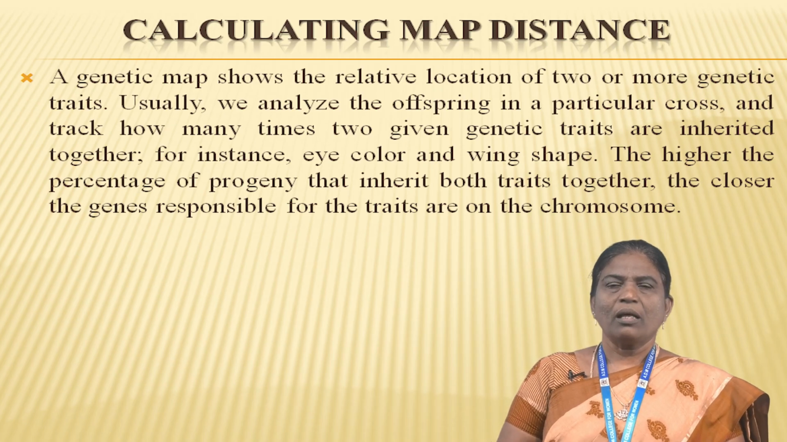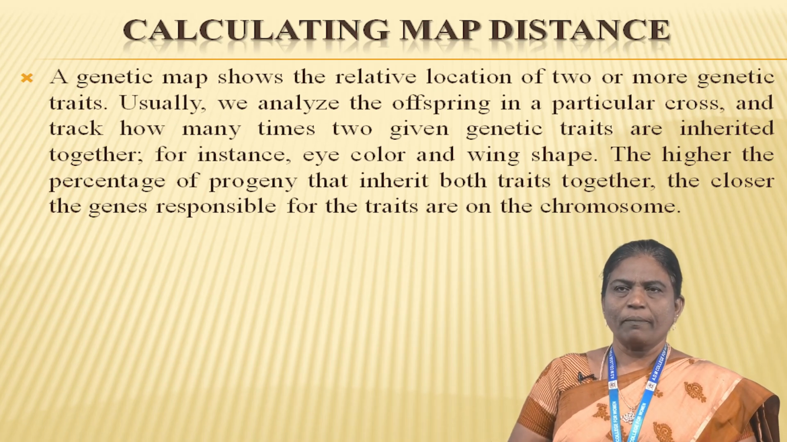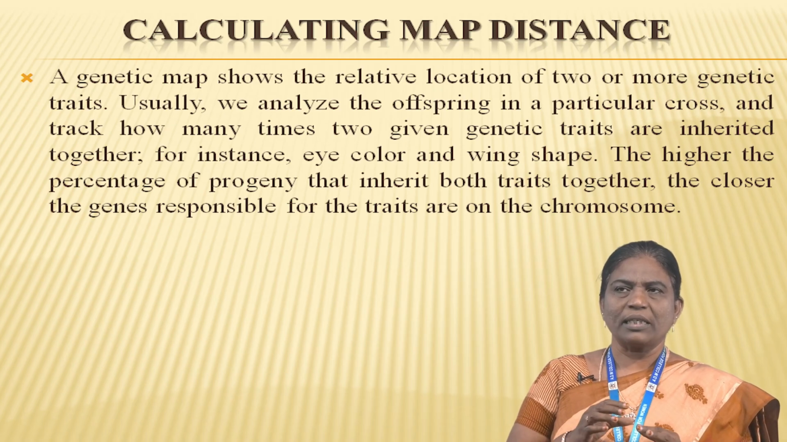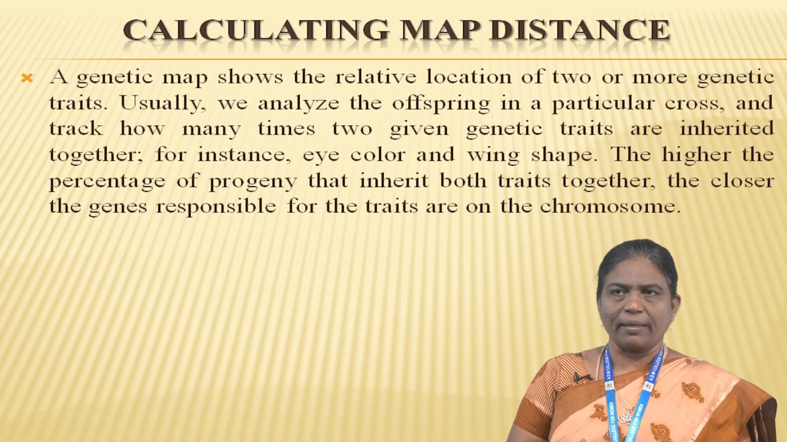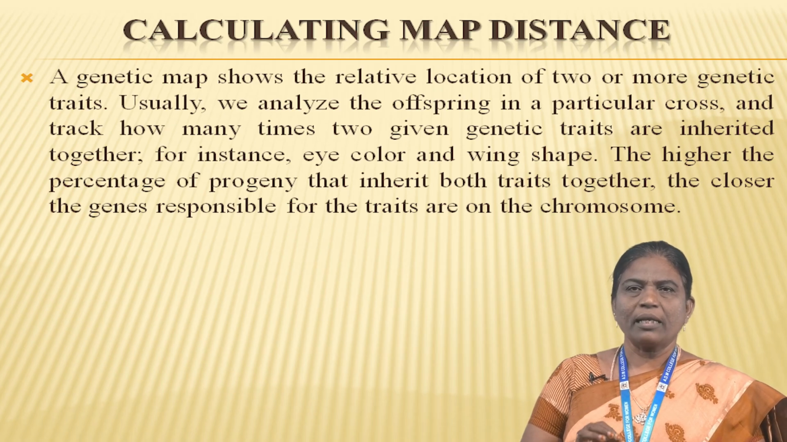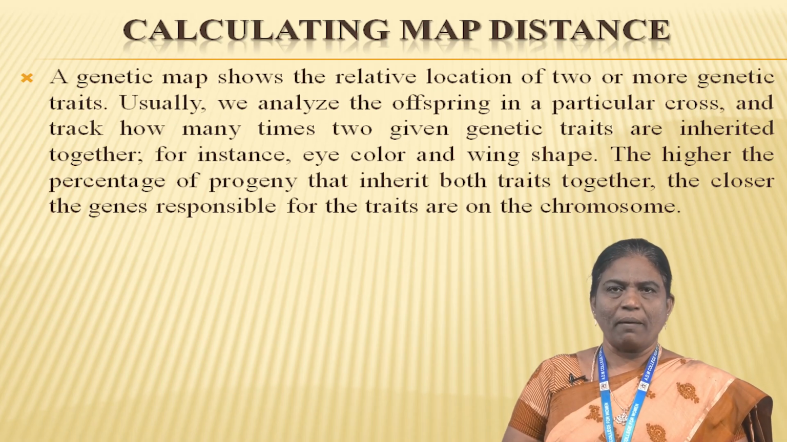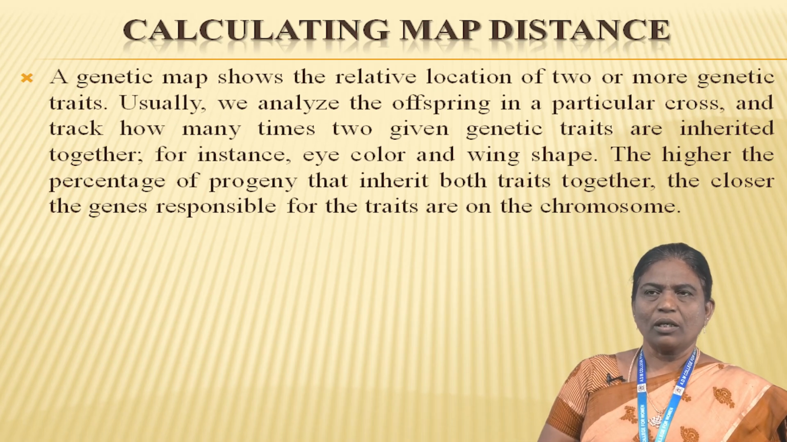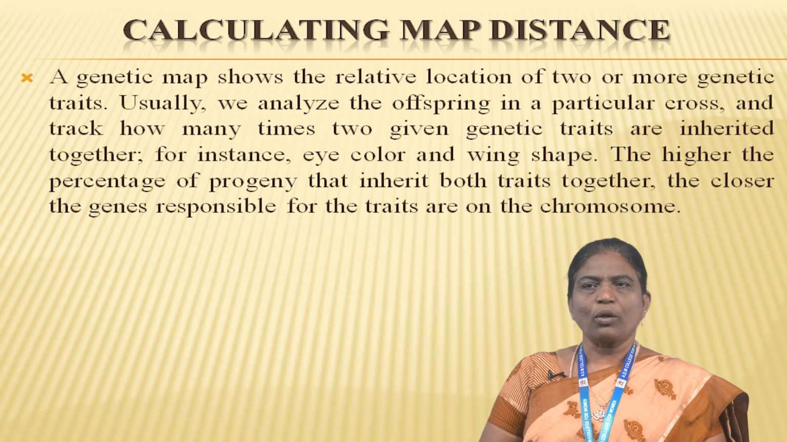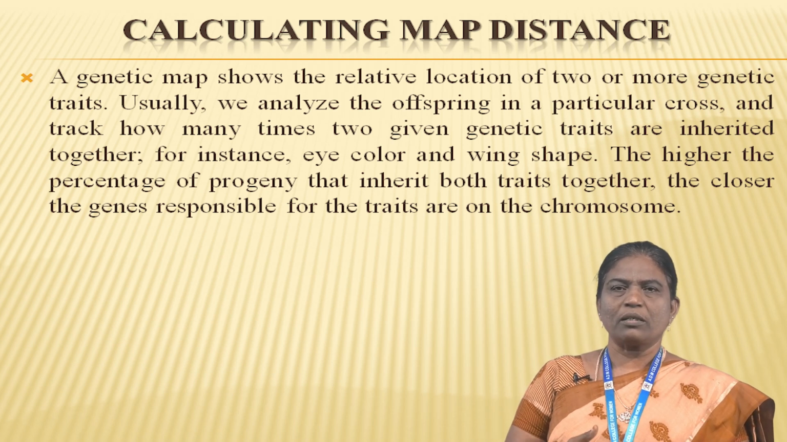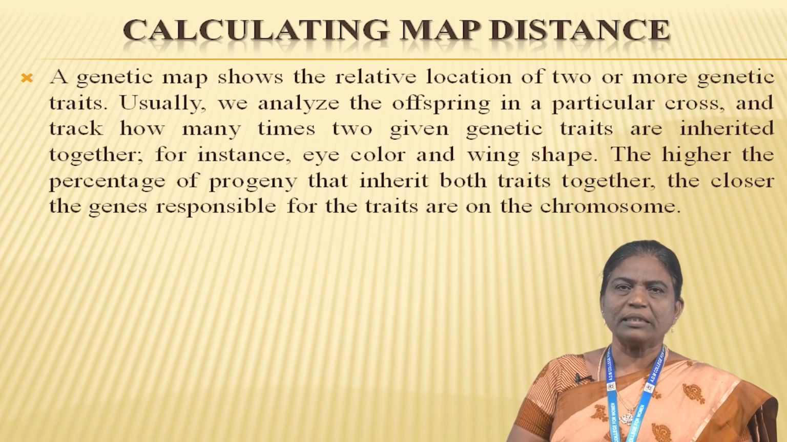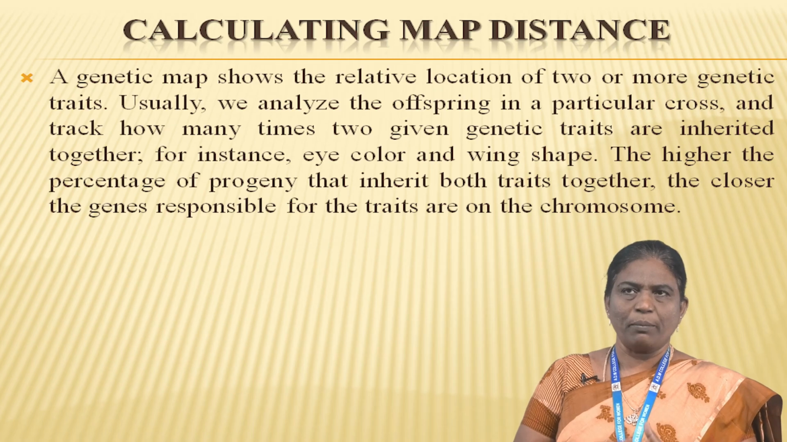Usually, we analyze the offspring in a particular cross and track how many times two given genetic traits are inherited together, for instance, eye color and wing shape of Drosophila. The higher the percentage of progeny that inherit both traits together, the closer the genes responsible for the traits are on the chromosome.